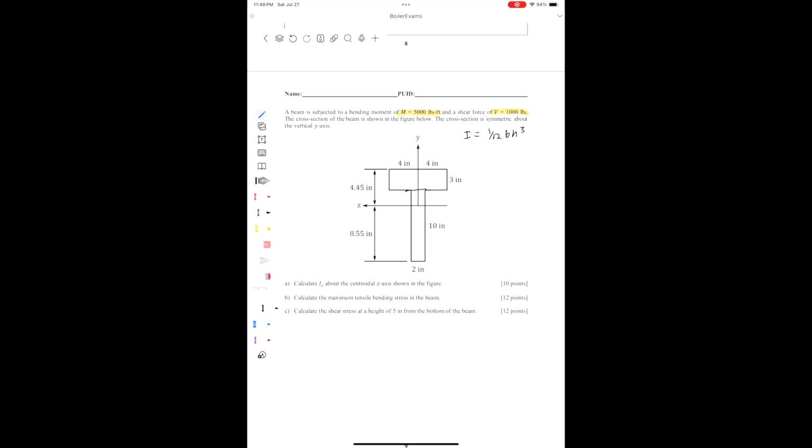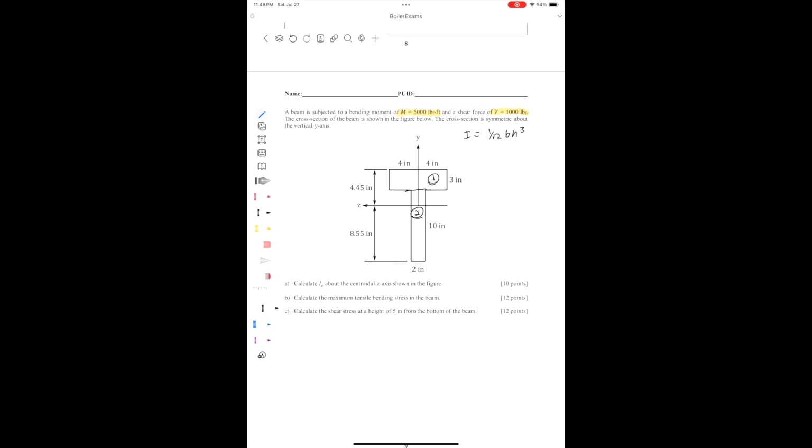And we can see that this shape is made up of 2 rectangles. So we can find the moment of inertia of each of these 2 rectangles and add them together to get the total moment of inertia. So we're going to call this section 1. We're going to call this section 2.